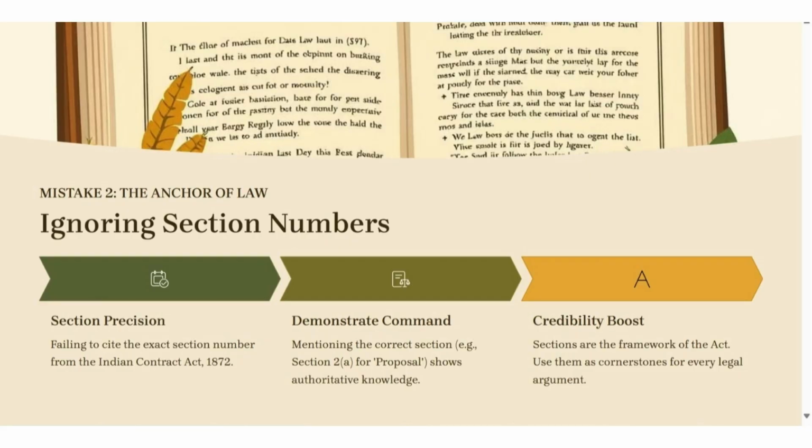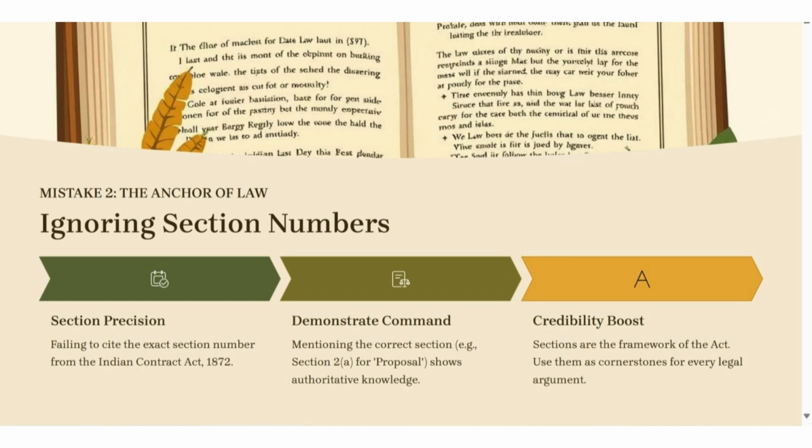Mistake number 2 is what we call the anchor of law: ignoring section numbers from the Indian Contract Act. Section precision is crucial. Failing to recite the exact numbers shows a lack of detailed knowledge. When you mention Section 2(a) for proposal, instead of just saying the definition of proposal, you should demonstrate authoritative knowledge. Remember, sections are the framework of this entire Act. They should serve as the cornerstone of every legal argument you make.